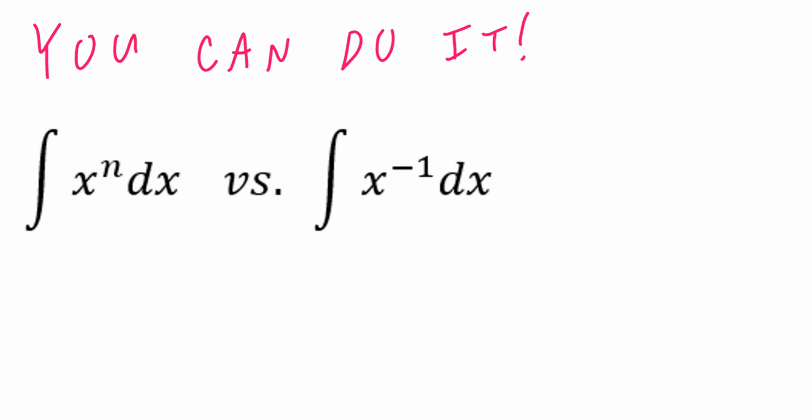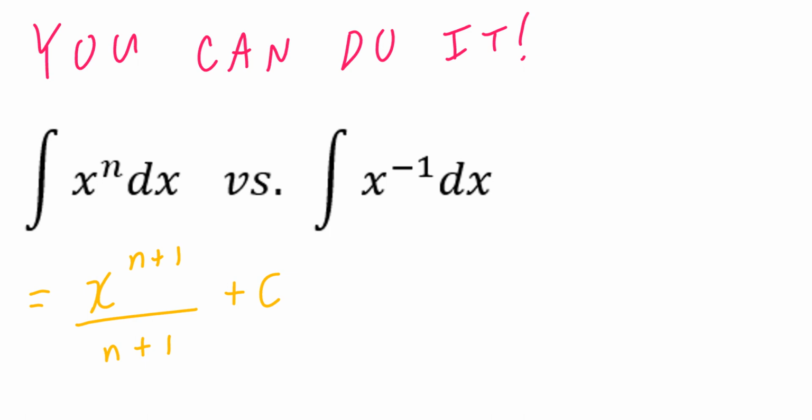Hi everyone, let's take a look at the following. What is the difference between the integration of x to the power of n with respect to x versus the integration of x to the power of -1 with respect to x? In the first case, when you find the antiderivative or the integration of x to the n with respect to x, this equals x to the power of n plus 1 divided by n plus 1 plus c.